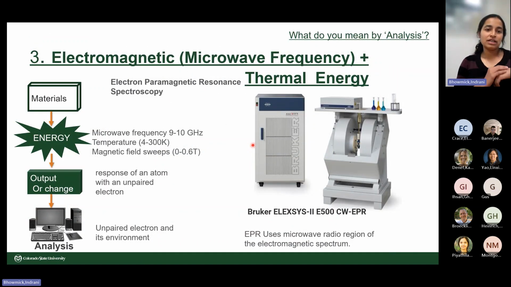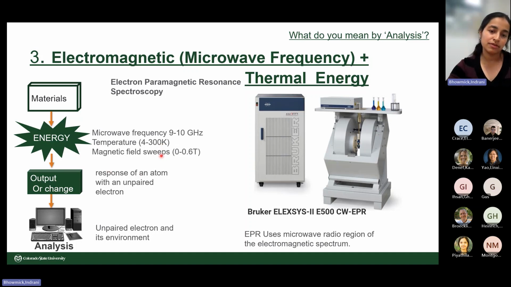And the last one I would like to talk about a little bit is the electromagnetic and thermal energy source we have, which is electron paramagnetic resonance. But this is not a magnetometry. This is a spectroscopy method, because it's using electromagnetic waves, but at a very low frequency, in the microwave range. The temperature control we have here is 4 to 300 Kelvin using liquid helium.